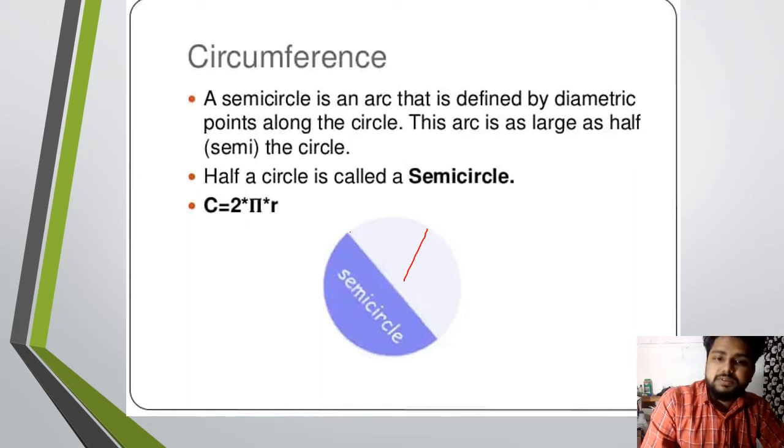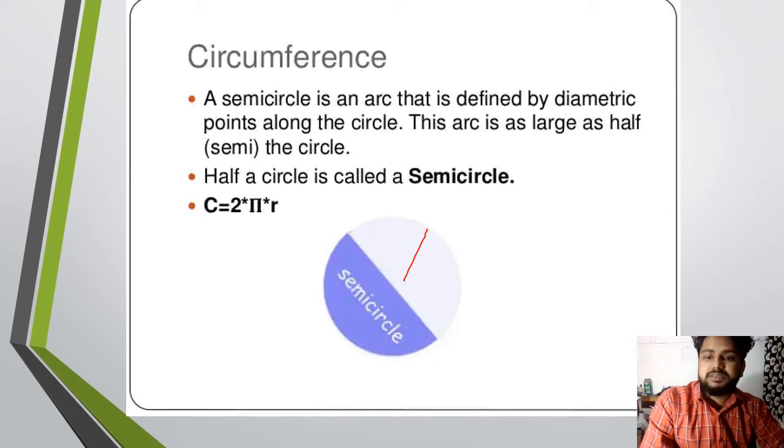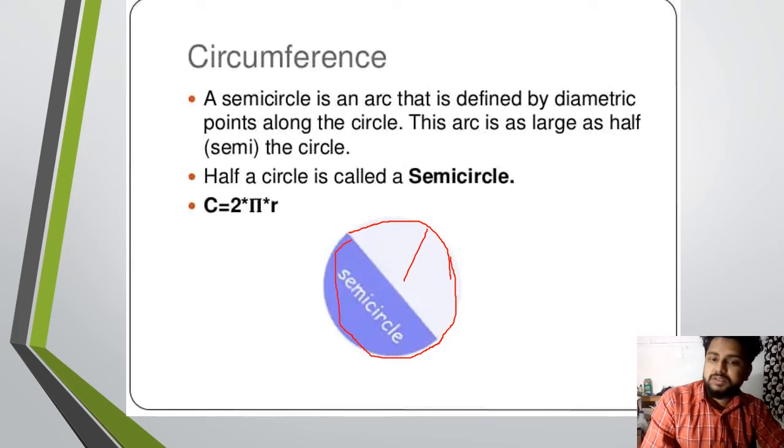A semicircle is an arc defined by diametrically opposite points along the circle. This arc is half of the circle. Half of the circle is a semicircle. Do you know? Okay, half of the circle is a semicircle. This is the semicircle.